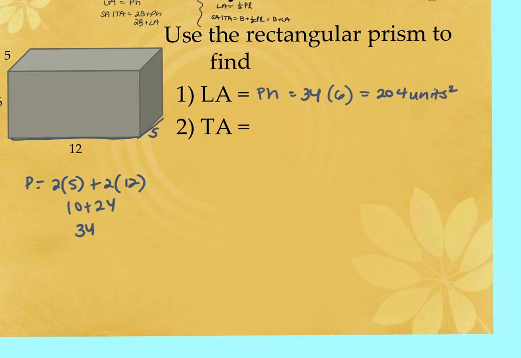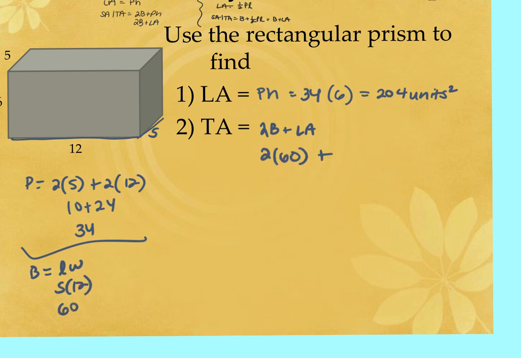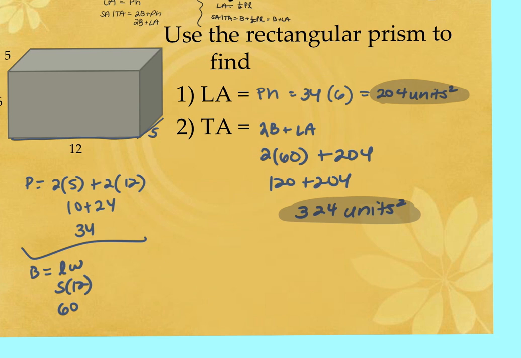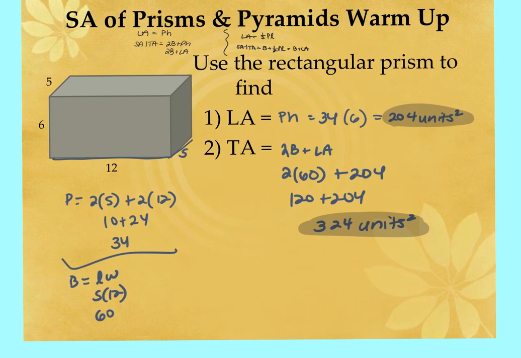Total area would be 2B plus that lateral area, and the B, the base being the rectangle on the bottom, would be length times width, which is 5 times 12 or 60. So 2 times 60 plus 204, or 120 plus 204, which is 324 units squared. So again, if you picked different bases, your lateral area is going to be different. That's okay, as long as your total area is still the same. Questions on that one?